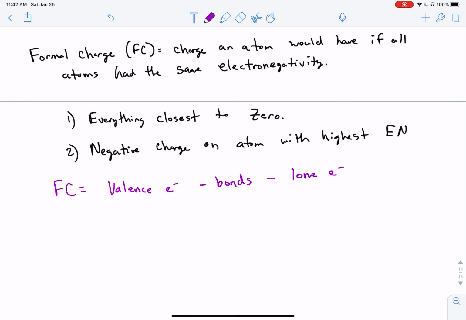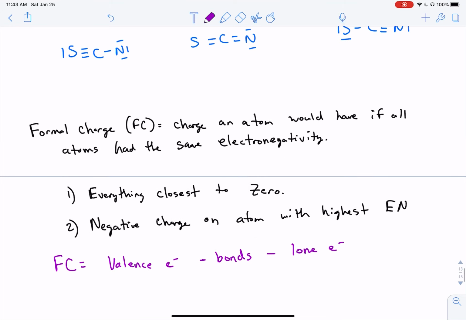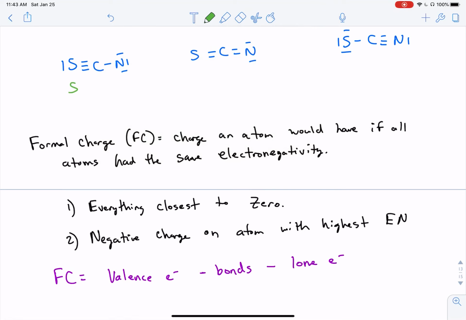Because remember, we're assuming everything has the same electronegativity, so if you have a bond, each atom gets ownership of 1 electron. Yes, Tyler? So if you can just clarify, a double bond, you count that as 2. Correct. And then a lone pair is just the single? Correct. So a lone pair would be 2 electrons. Okay, so that's what we're going to do now to show which one's the best, the most ideal structure.